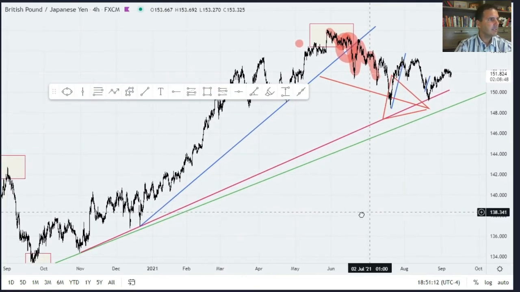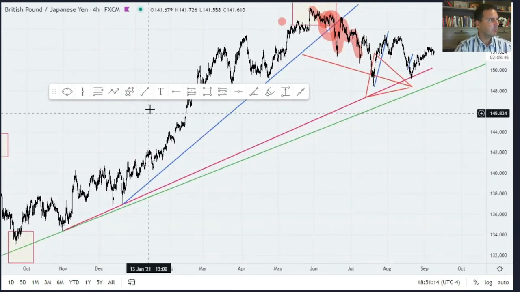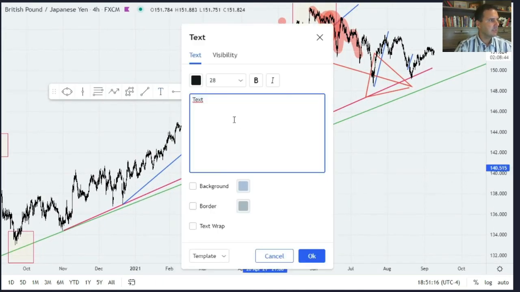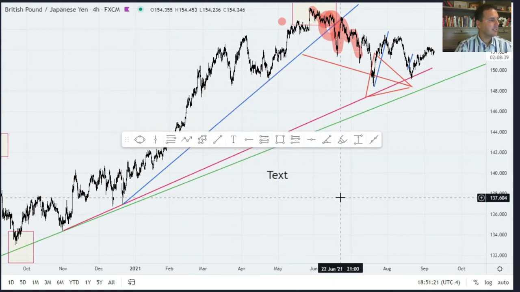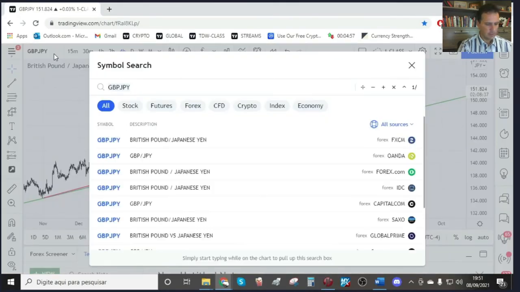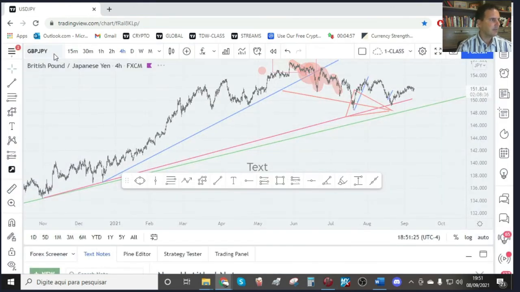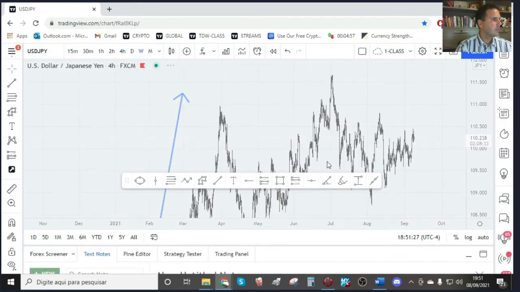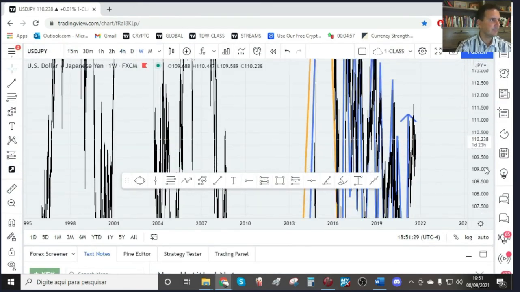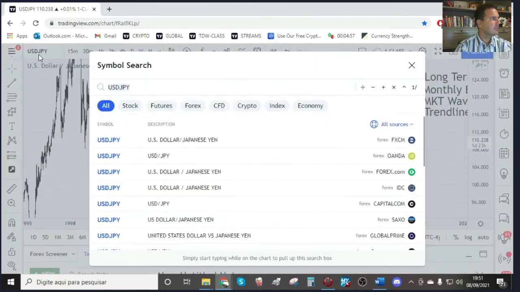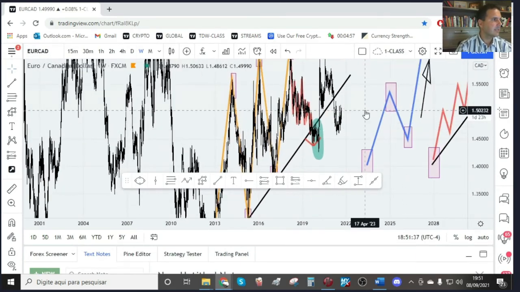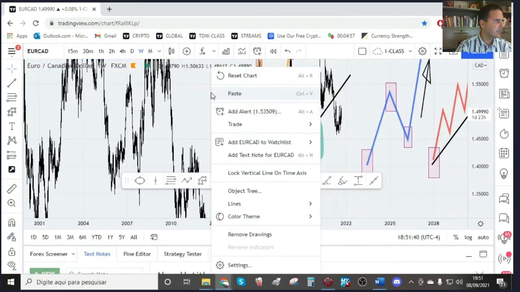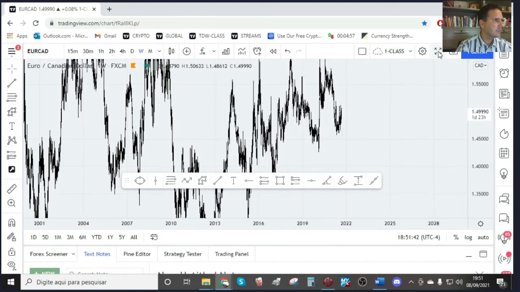And one last thing before we finish for today. Look at this. Let's go on USD JPY again. USD JPY weekly chart. Now let's go on EuroCAD, right? EuroCAD. Come on, EuroCAD. Remove drawings.